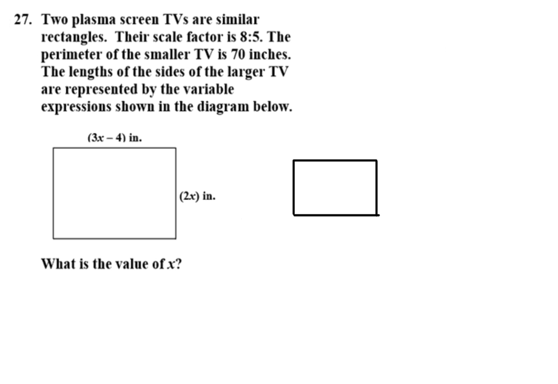All right. Okay, two plasma screen TVs are similar rectangles. Their scale factor is 8:5, so I'll just write that there. The perimeter of the smaller TV is 70 inches. So you know when you add all four sides. The lengths of the sides of the larger TV are represented by x's. And what is the value of x?